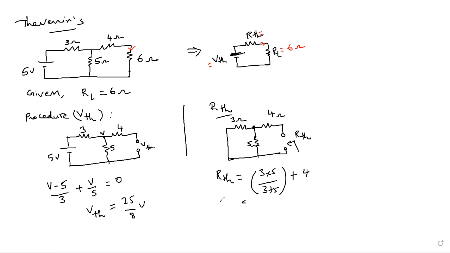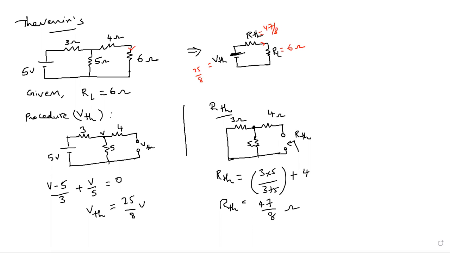Now tell me what is the answer for RTH. 15 by 8 plus 4 gives 47 by 8 ohms. So you need to substitute here: VTH is 25 by 8, and RTH is 47 by 8.